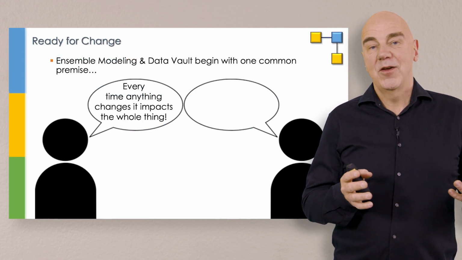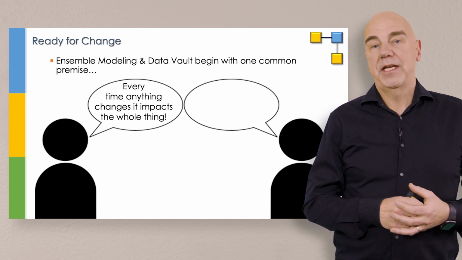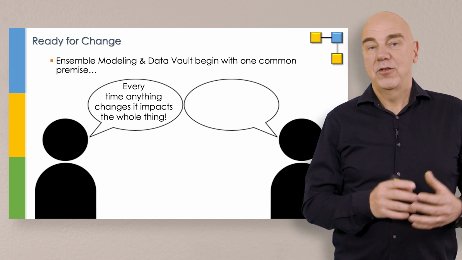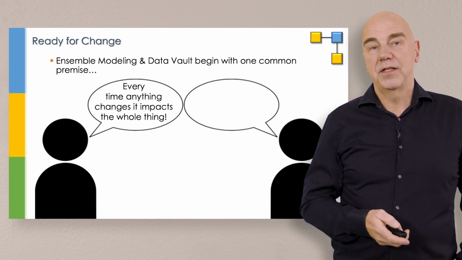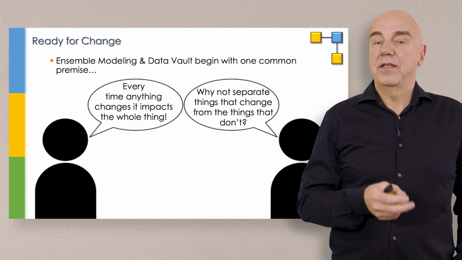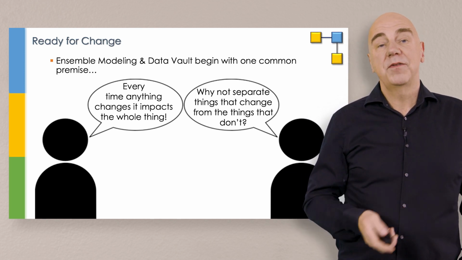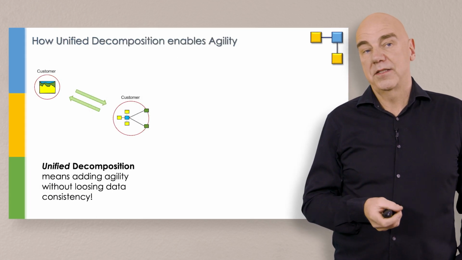So here's the point that had to get made, which is every time anything changes, it impacts the entire thing. So the frustration is you change something, the whole thing's got to be redone. And so a clever person then says, I get an idea. Why don't you just separate the things that change from the things that don't change? Sounds simple, but this is the foundation of pretty much everything we do in ELM and in Data Vault.